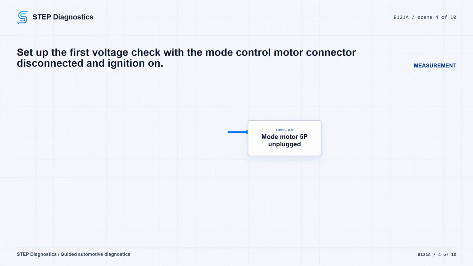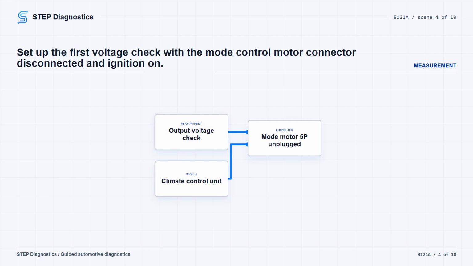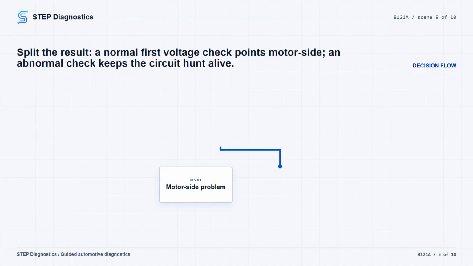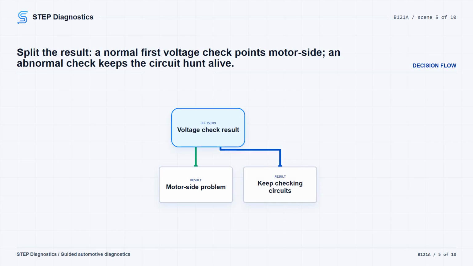Next, prepare for the mode control motor inspection by disconnecting the mode control motor 5P connector. With IG mode on, perform the unit output voltage inspection using the proper connector terminals. The normal condition is about 5V. If that check is normal, the diagnostic path points to a problem with the mode control motor. If it is abnormal, continue looking at the other related components and circuits instead of condemning the motor right away.